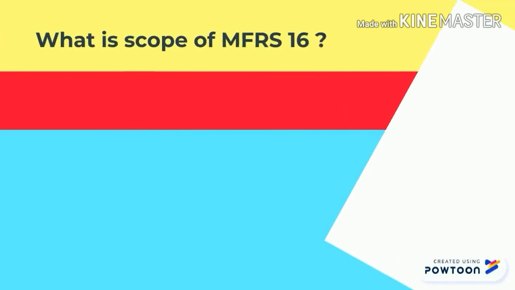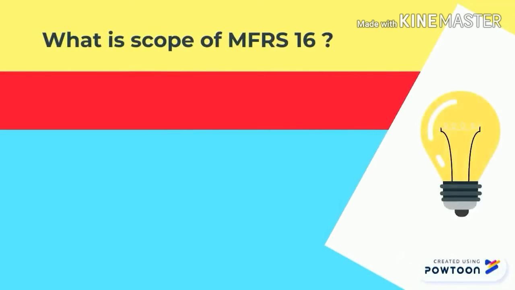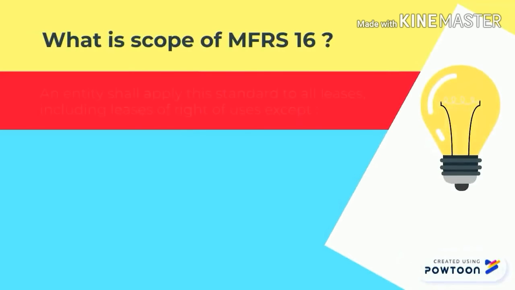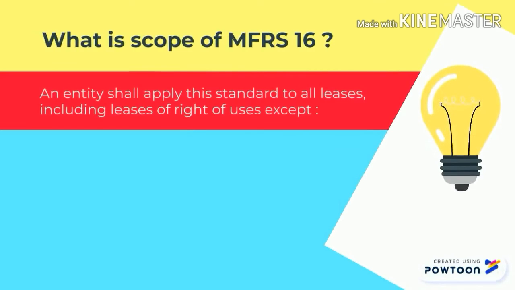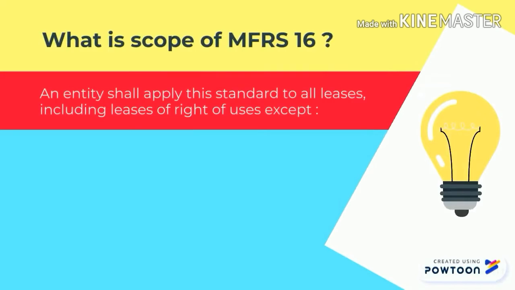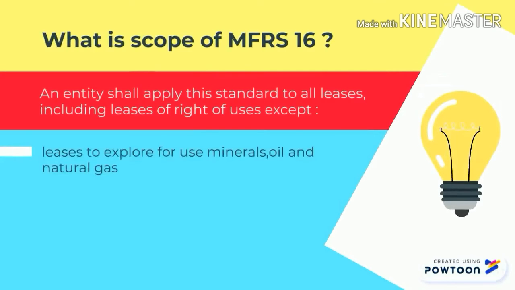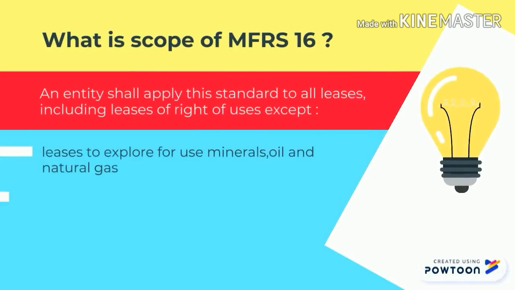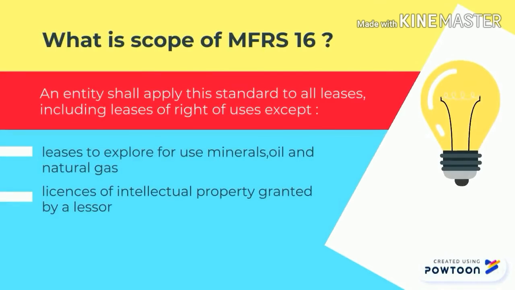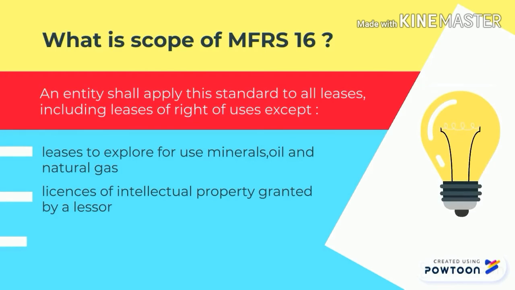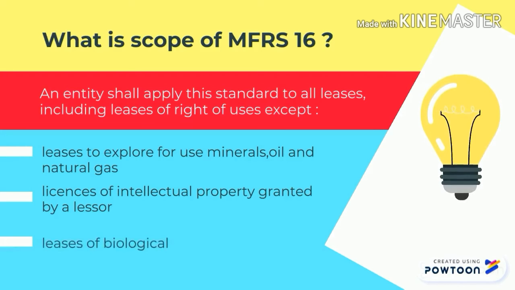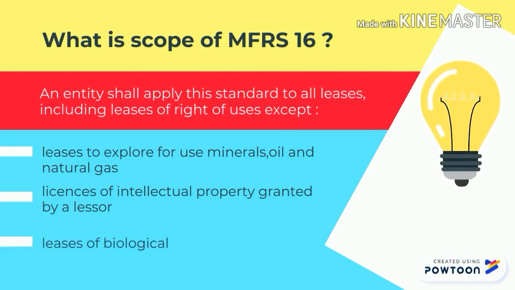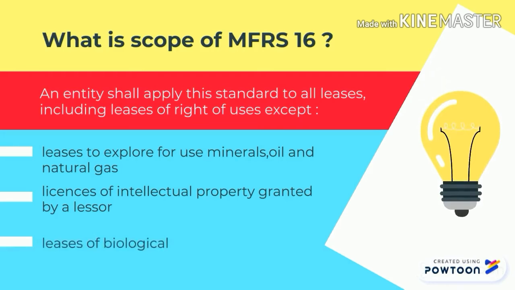Next, what is the scope of MFRS 16? Under MFRS 16, an entity shall apply this standard to all leases, including lease of right-of-use asset, except first, leases to explore for or use minerals, oil, and natural gas. Second, license of intellectual property granted by a lessor. Then, lastly, leases of biological assets.